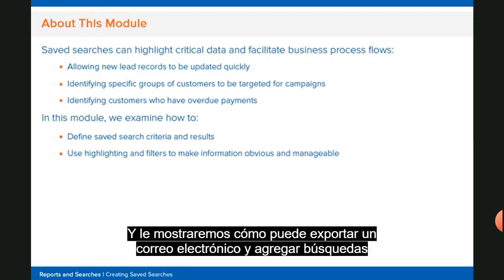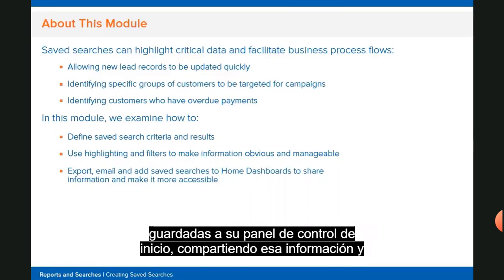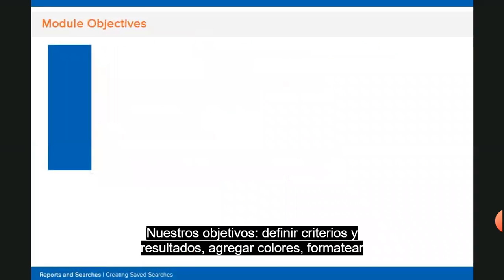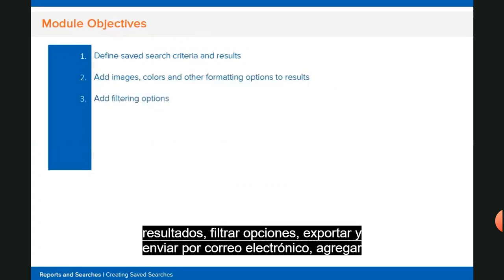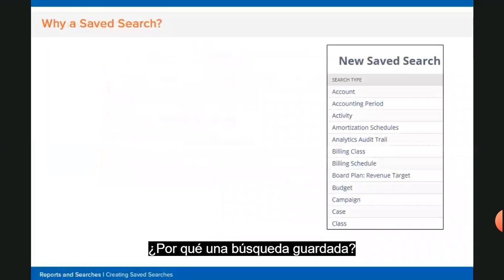And we'll show you how you can export an email and add saved searches to your home dashboard, sharing that information and make it even more accessible. Our objectives: defining criteria and results, adding colors, formatting to results, filtering options, exporting and emailing, adding a search to the home dashboard. Why a saved search?